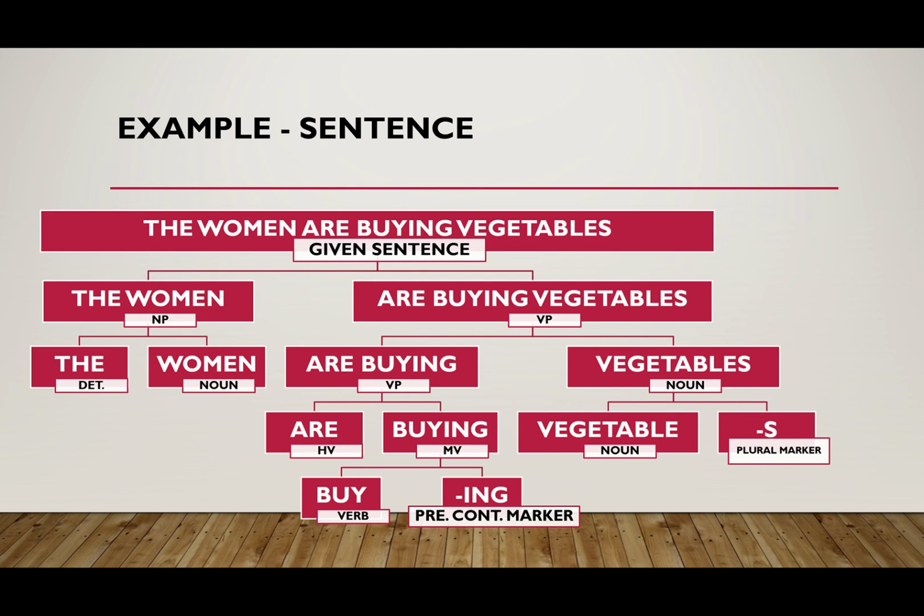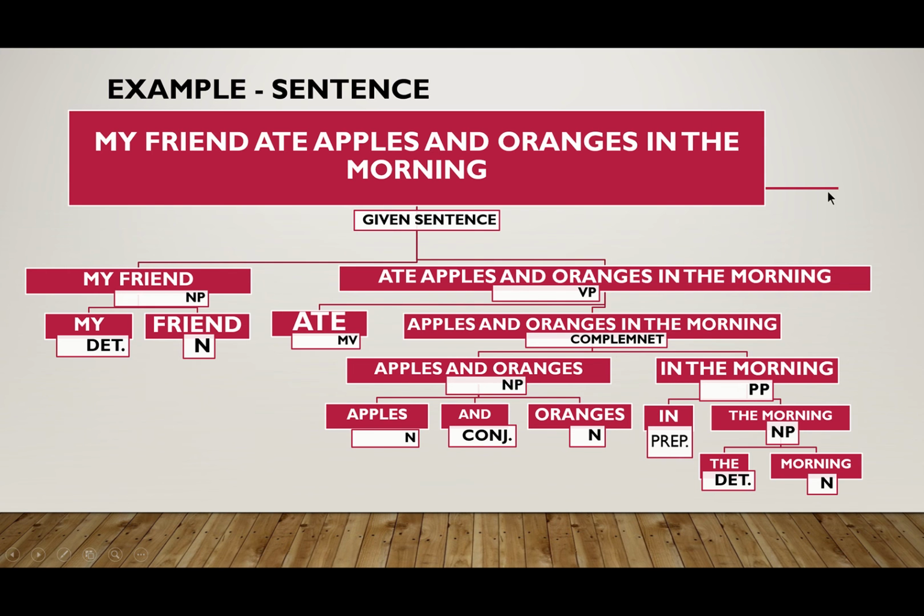Now we move on to analyze a little longer sentence. My friend ate apples and oranges in the morning. It's a given sentence. Okay, now we split that, like the previous sentence, into two parts: the words preceding the verb, for your understanding, and the words along with the verb. Okay, so my friend and ate apples and oranges in the morning. Now my friend is an NP, that's noun phrase. Ate apples and oranges in the morning will be labeled as VP, that is verb phrase.